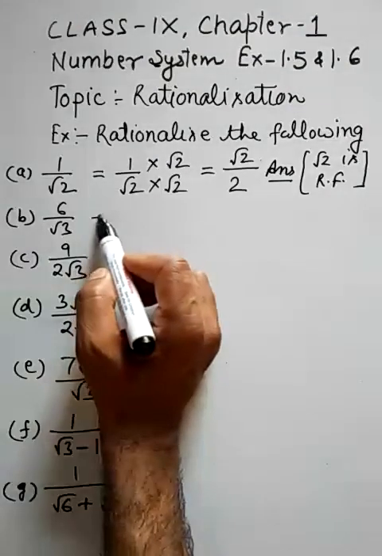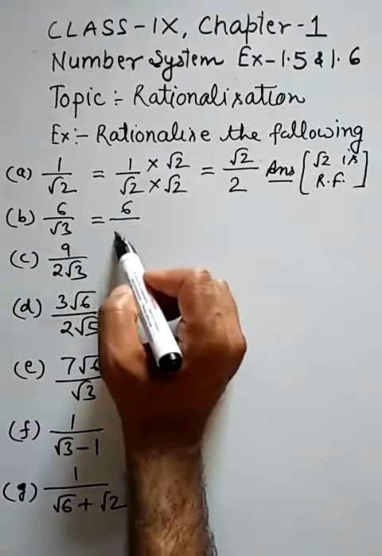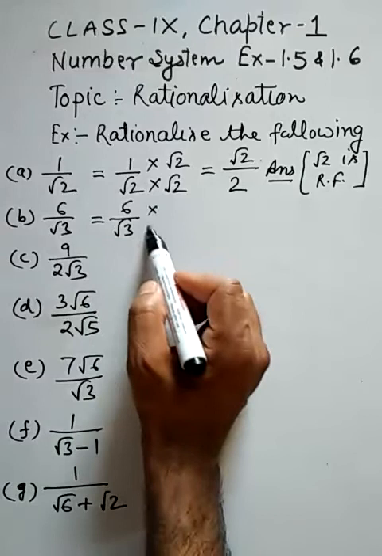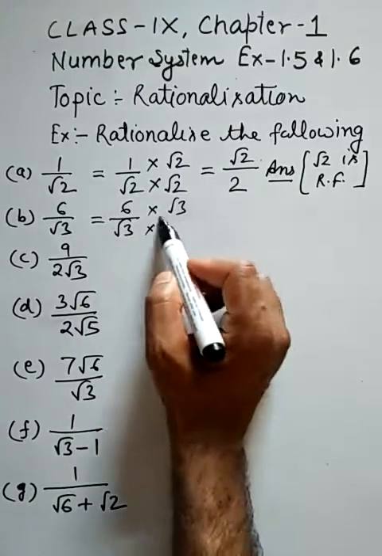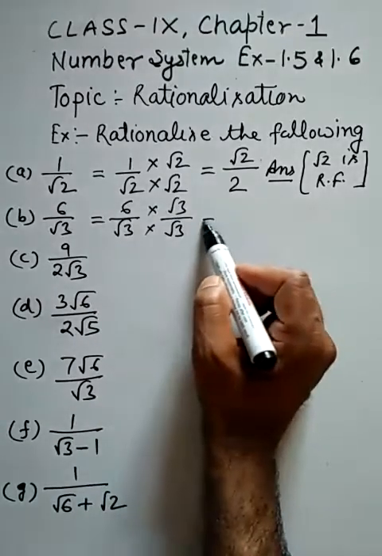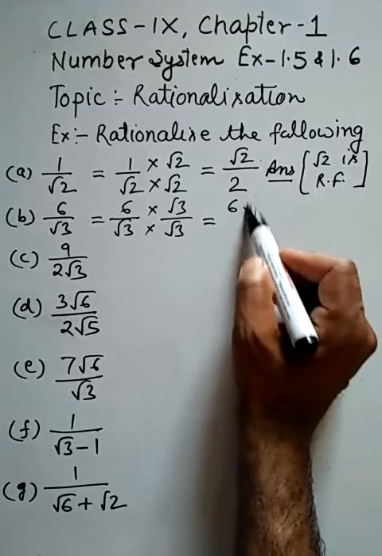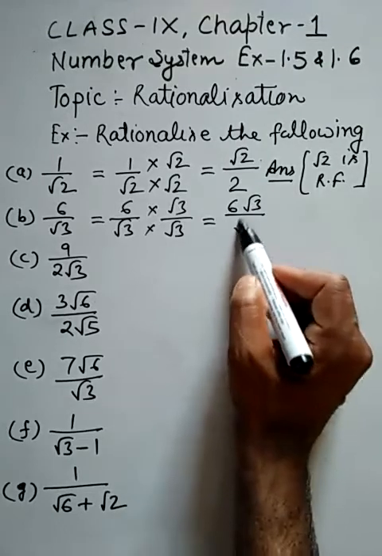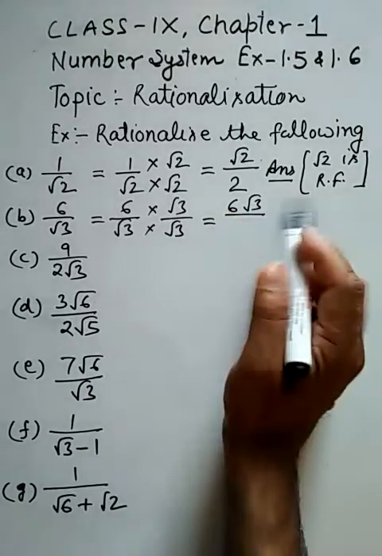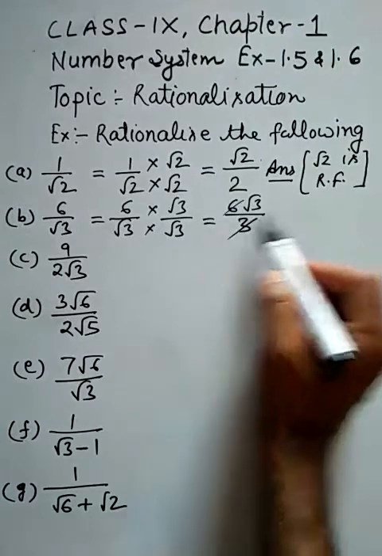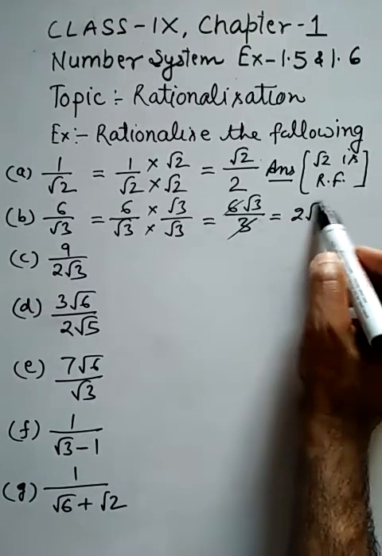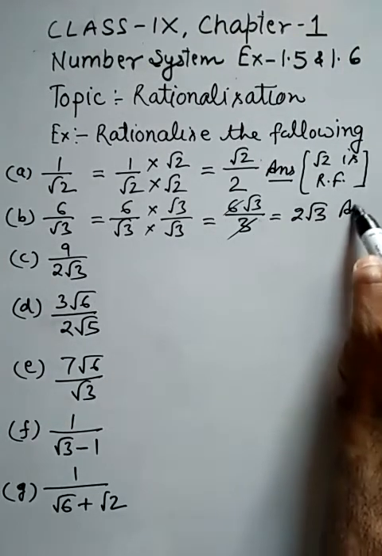Similarly here, what will be the rationalization factor? It is root 3. So multiplying numerator and denominator by root 3, it will be 6 root 3 upon 3. 3 cancels with 6, left with 2 root 3. Answer.